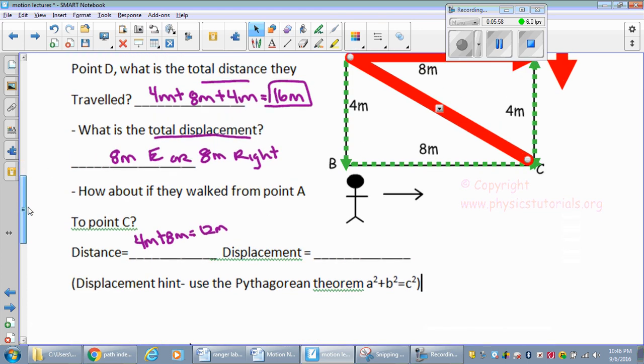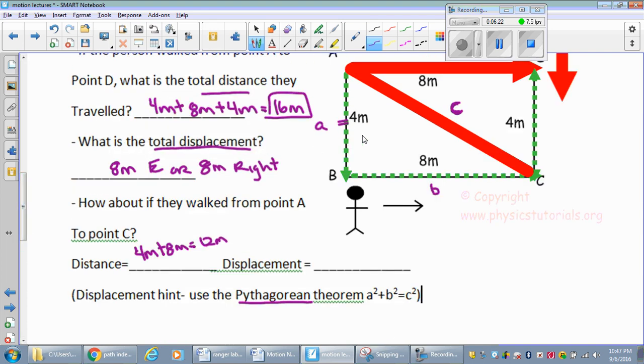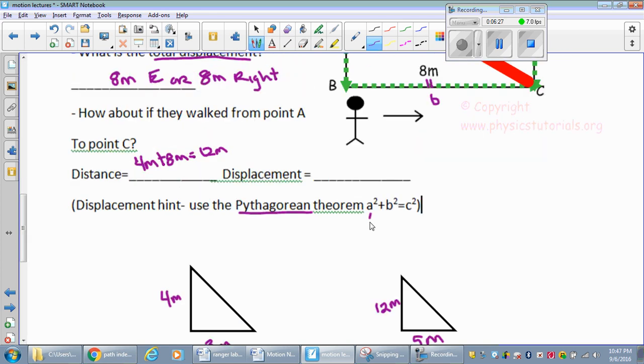So we know that when we're doing displacement of a triangle, look at this. You might have known this from geometry, or maybe you're studying this right now, but the triangle can be written as A, B, and C, where C is always going to be the hypotenuse, right? So remember this nifty little theorem right here, the Pythagorean theorem. A squared plus B squared equals C squared. So we just plug in our values. So what's our A? A is equal to 4. B is equal to 8. So we'll just go ahead and plug them in right here. 4 squared plus 8 squared equals our C squared.